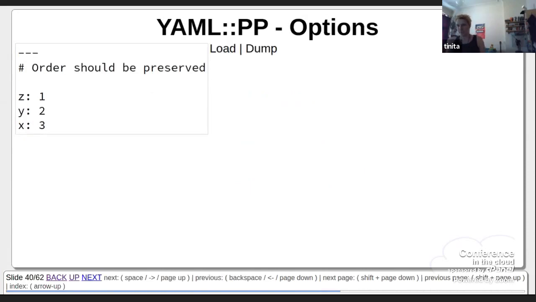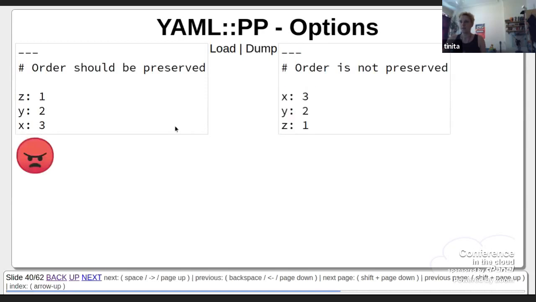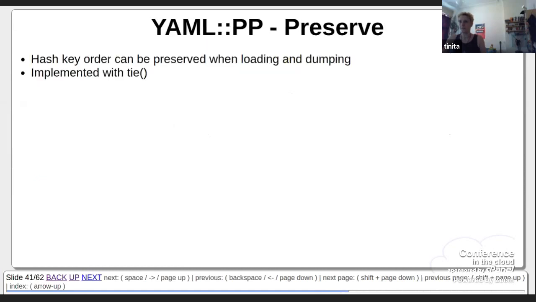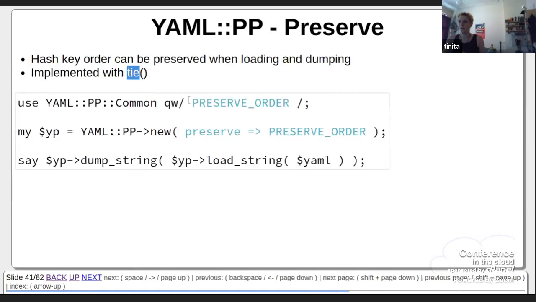Now, sometimes you might want to load a YAML and dump it again, and the order of hash keys should stay the same, but by default they are sorted. But there's an option for that, and it's implemented with a tied hash. So you use this constant and say preserve order, and then it will preserve the order.